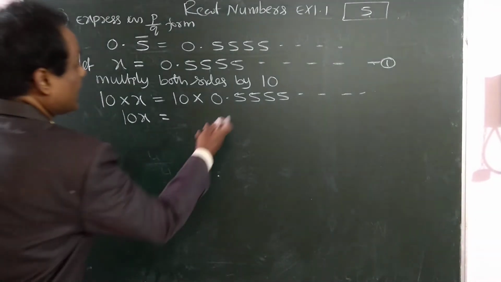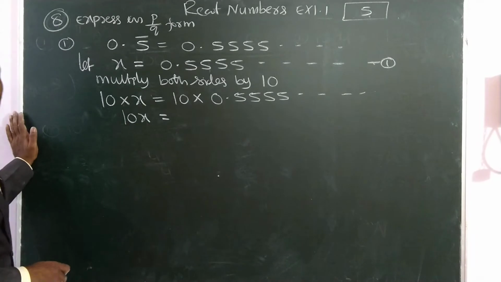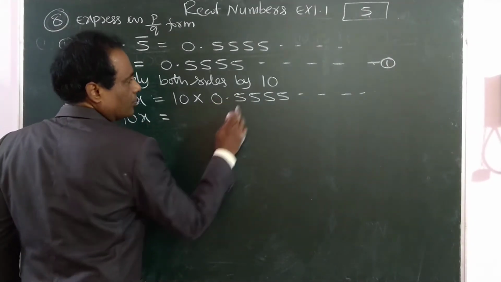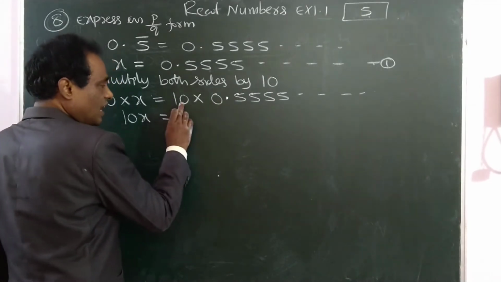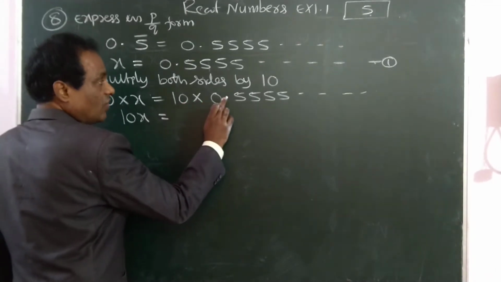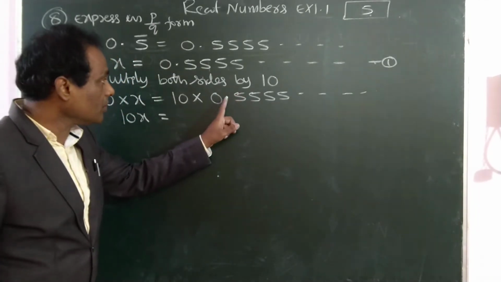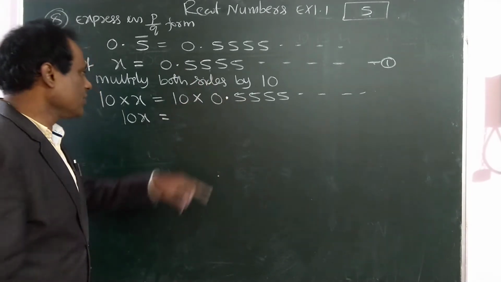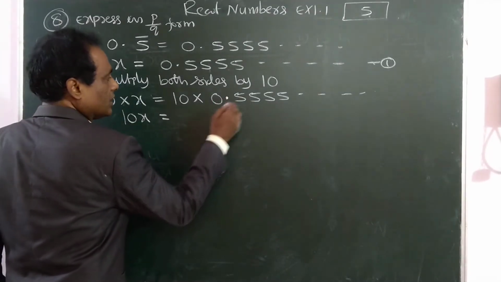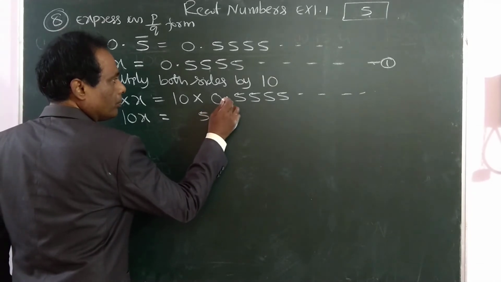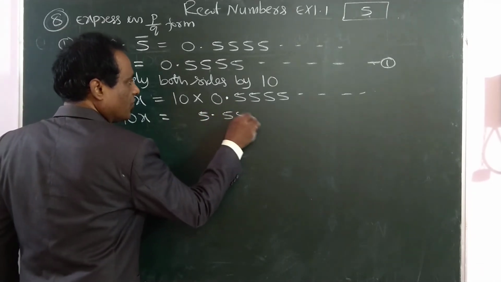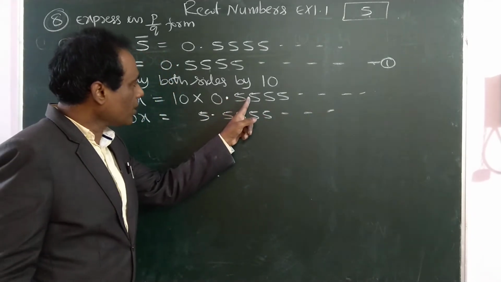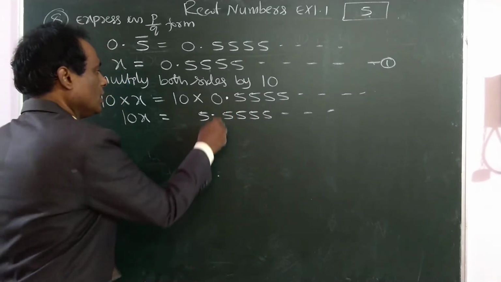When we are multiplying a decimal number with 10 or 100 or 1000, it is very simple. The decimal place will change from one place to another. When we are multiplying with 10, 1 0, means the decimal will move one place. That's all. Decimal will move from here to here, so it becomes 5.5555 like this. 5 point. So what about 0?